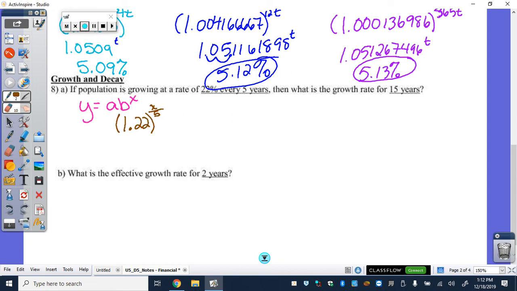Why would I divide it by 5? Because it's every 5 years. It's growing 22% every 5 years. So however many years they give me, I have to divide it by that 5. They, in fact, gave us 15 years, so we have to do 1.22 to the 15 over 5. I accidentally wrote 3 because I was thinking in my head that 15 divided by 5 was 3. So go ahead, type that in your calculator, 1.22 to the 15 over 5, or to the 3rd power.